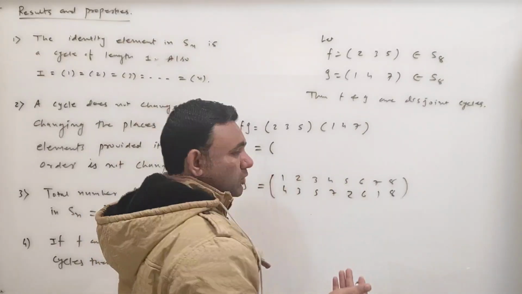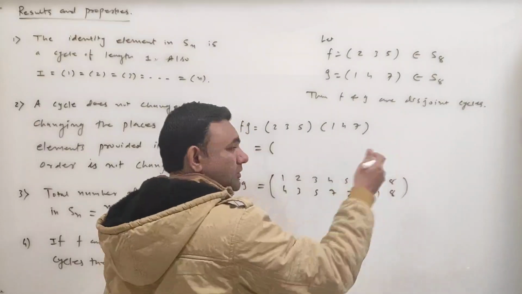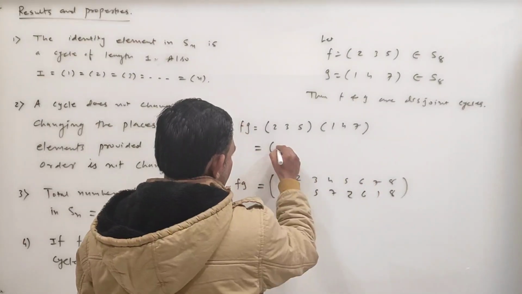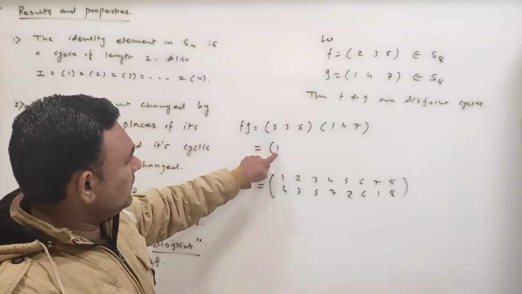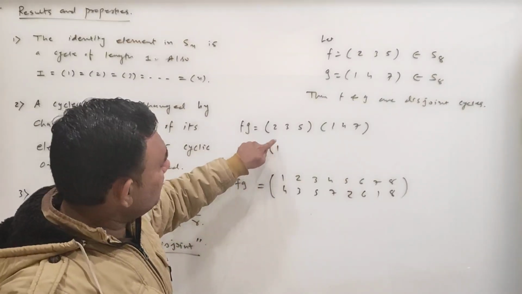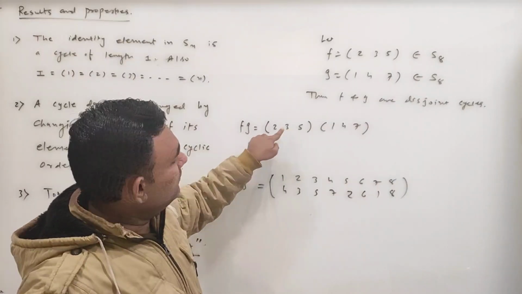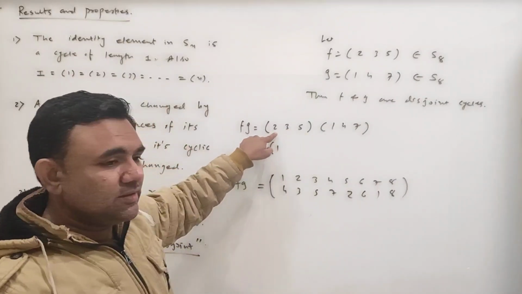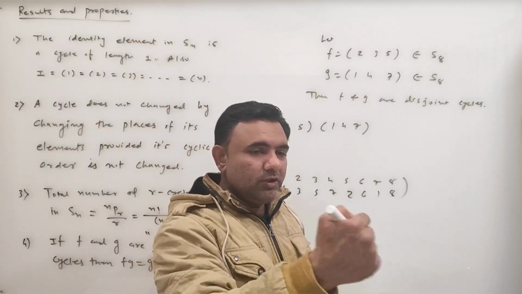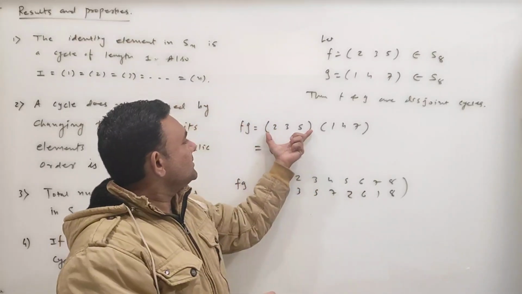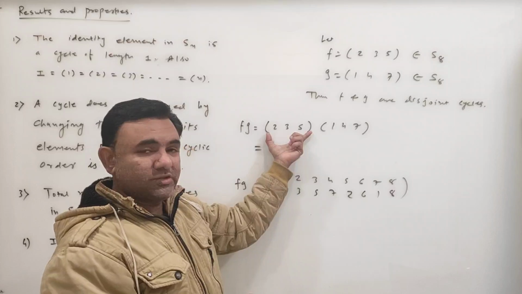Or you can start with 1 also, it doesn't matter. Let us start with 1. So here, you start with 1. What is the image of 1 in this? Here 1 is not present. It means 1 is invariant under this cycle or whatever this permutation.